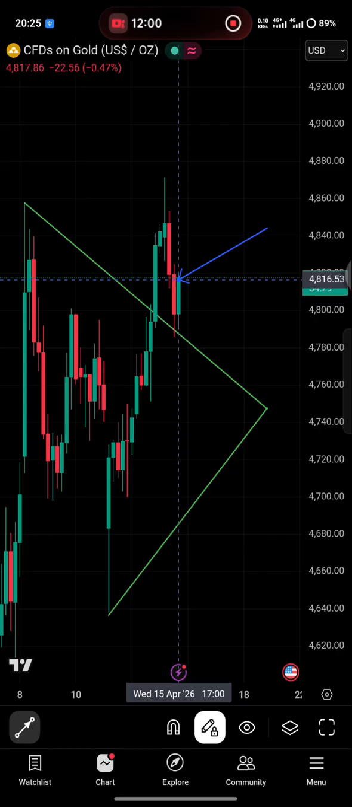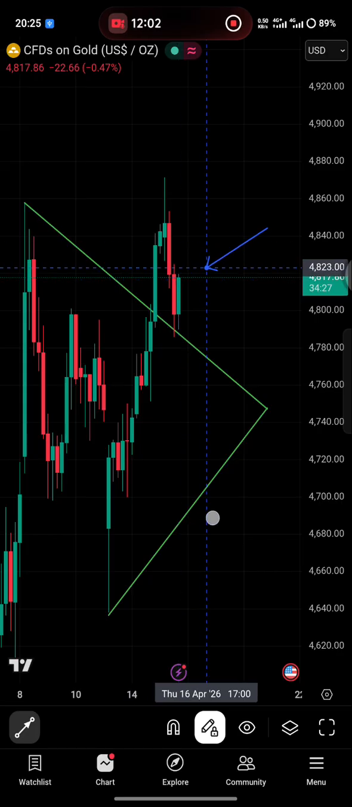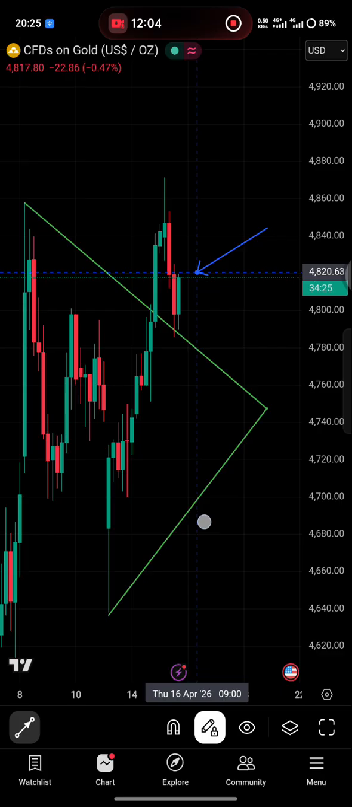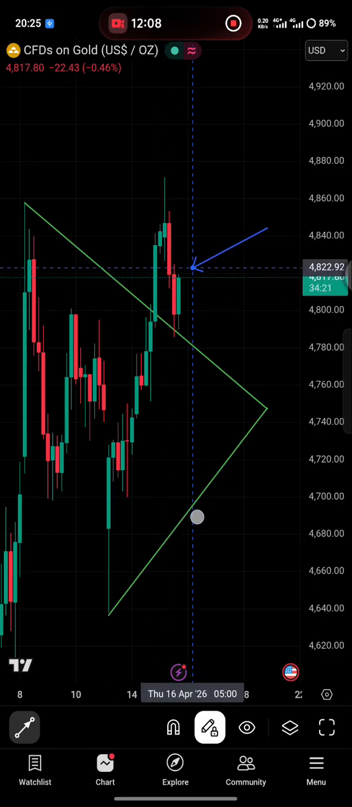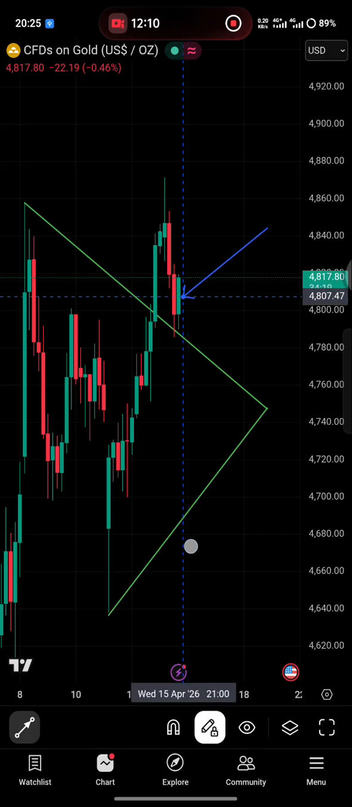So today, that is all I'm going to be analyzing for you guys, because there isn't much to analyze right now except wait for this price action to be complete and then buy at the next retracement.